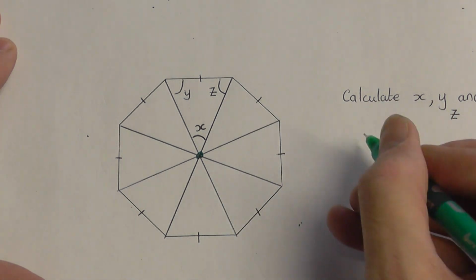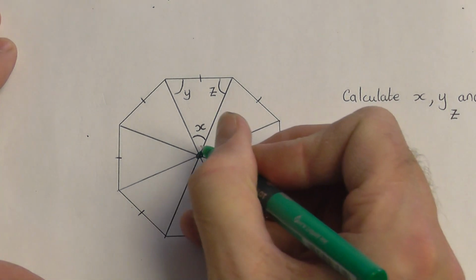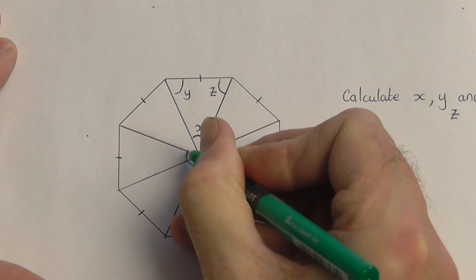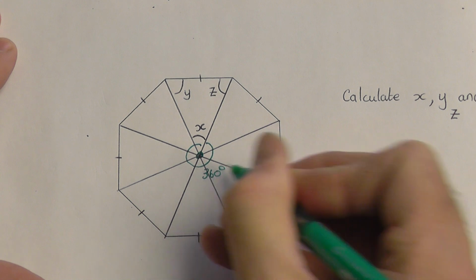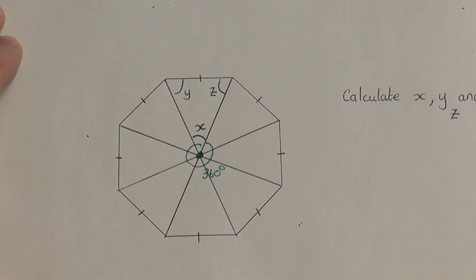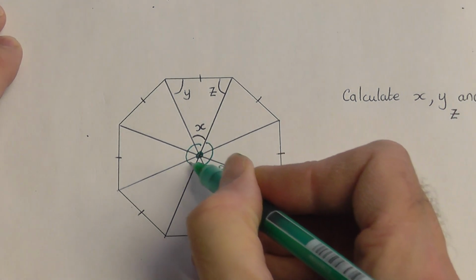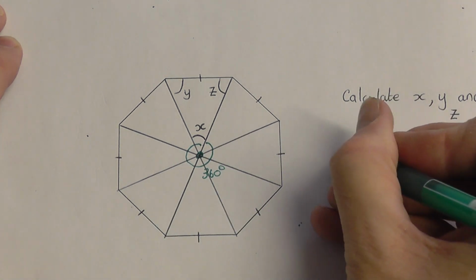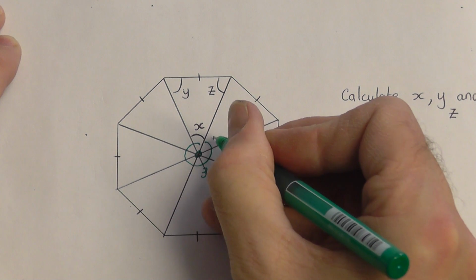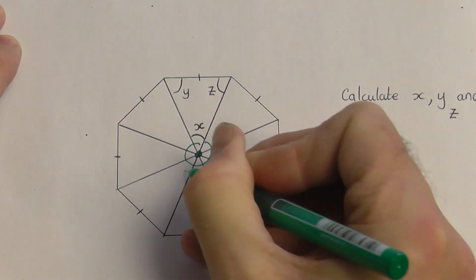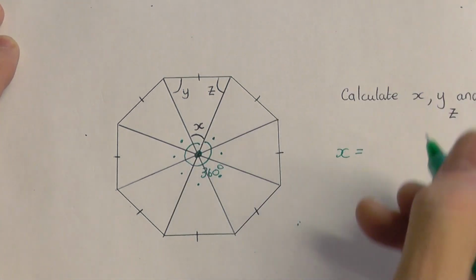What I've got to do is realize that all the way around here is going to be 360 degrees, in the same way that we had 360 in the last question. So all the way around at the center is 360. If I want to work out what x is, because of the symmetry, each one of these angles, that one, that one, that one, that one, that one, that one, that one, and that one, they're all the same.